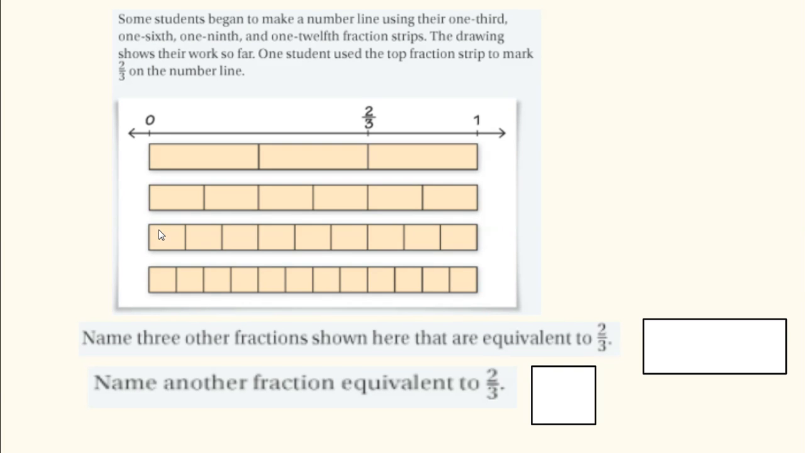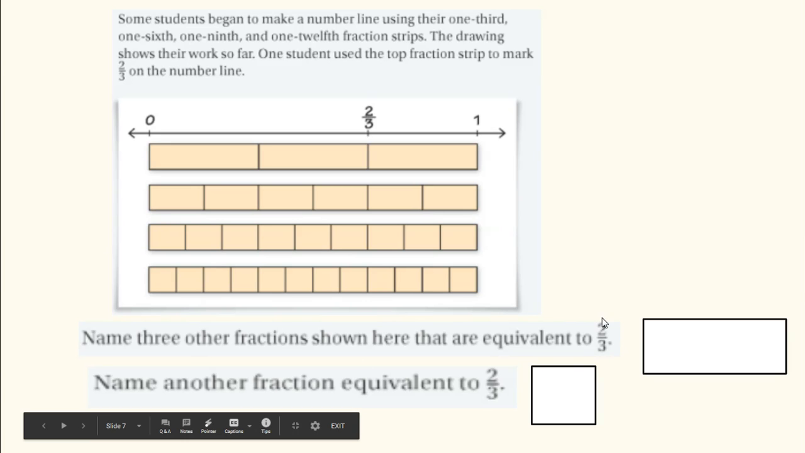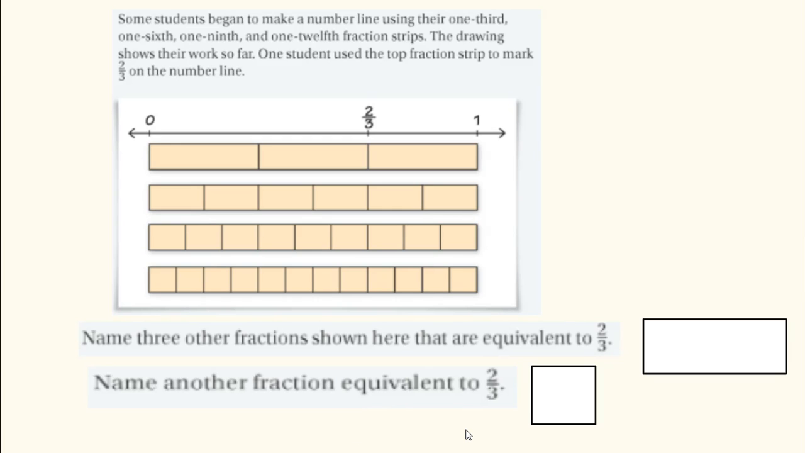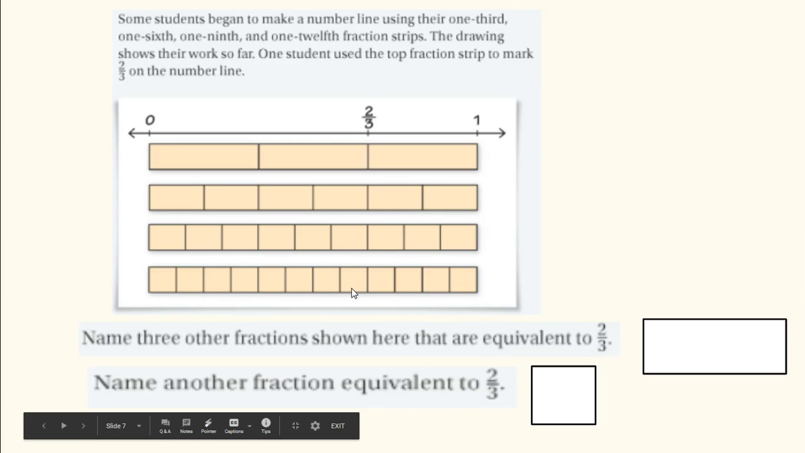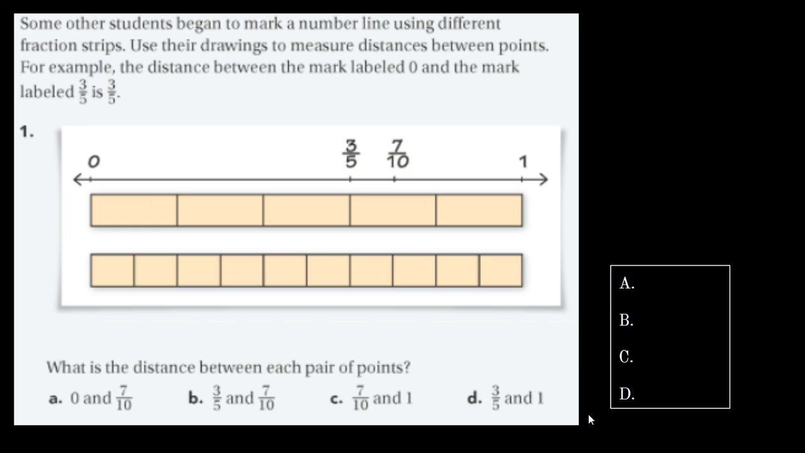One student used the top fraction strip to mark 2/3 on their number line. Name 3 other fractions shown here that are equivalent to 2/3. And then it just says to name another fraction equivalent to 2/3. And basically, you can name any other fraction that is equivalent to 2/3. It doesn't have to be posted up here. So this one says shown that are here, right? 3 that are here. And then they just want you to add one. And it does not have to be represented in that graphic above.